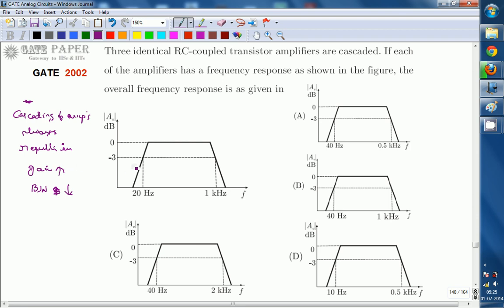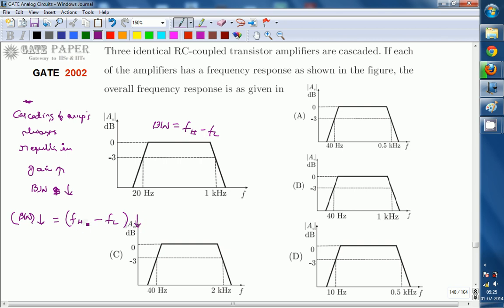Let us assume we want to calculate the bandwidth of a single stage. At that time you can calculate it as FH minus FL. That is, the difference between the upper and lower cutoff frequencies is the bandwidth. Here the overall bandwidth is reducing. How can we say the bandwidth is reducing? That is this difference, FH minus FL, has to reduce.